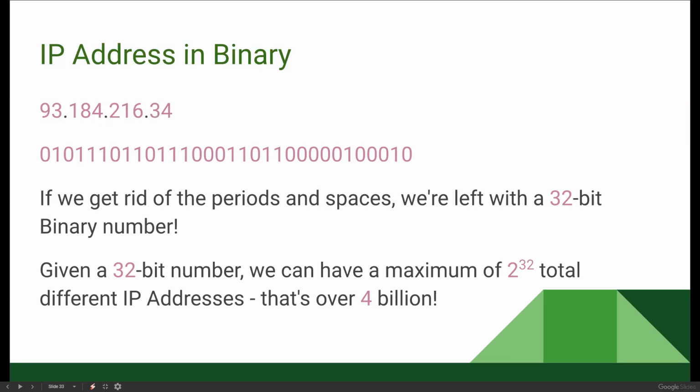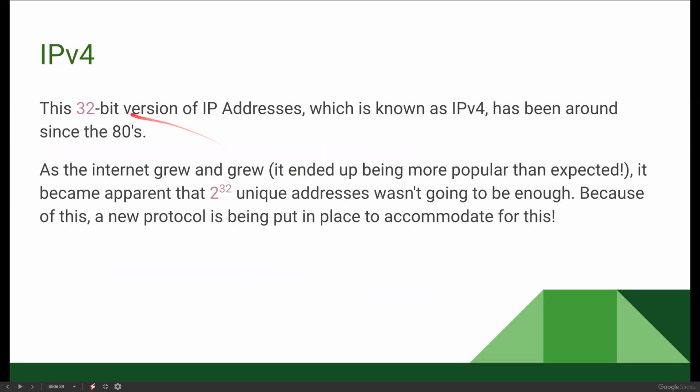Now, if you remember back to last class when we discussed how many different users there are on the internet right now, you might see a problem arising. This 32-bit version of IP addresses is known as IPv4. That is the name of this standard, and it's been around since the 80s, back when the internet was first getting created. Back then, they did not know how popular the internet was going to become. They didn't realize it was going to be such an enormous worldwide hit. As the internet grew and grew, it ended up being way more popular than expected.